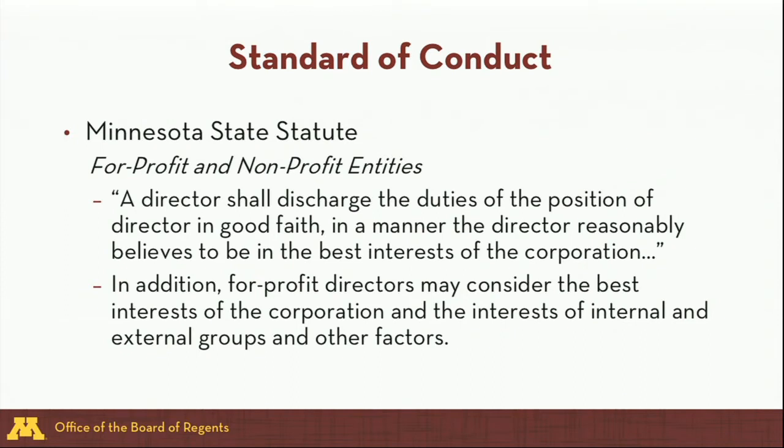But it goes on: the economy of the state and the nation, community and societal considerations, and the long-term as well as the short-term interests of the corporation and its shareholders, including the possibility that these interests may be best served by the continued independence of the corporation. So, in other words, with a for-profit corporation in the state of Minnesota, a lot of considerations can be taken into account. So transfer that over to your responsibilities as regents of a complex institution that's a land-grant institution accountable ultimately to the state of Minnesota, and it reinforces the notion that there are a number of considerations that all of you can take into account as you're determining what's in the best interests of the University of Minnesota.